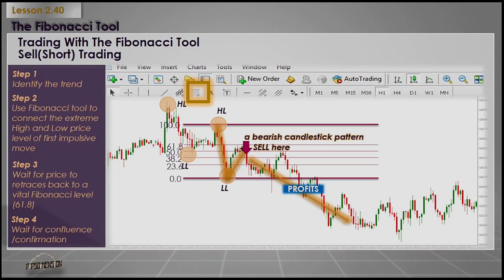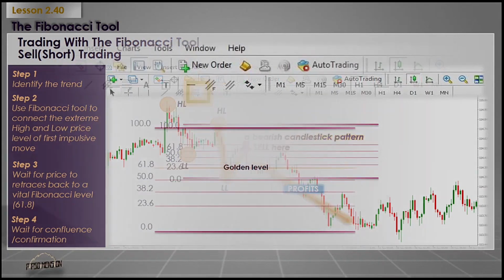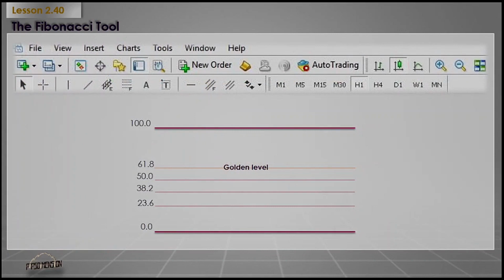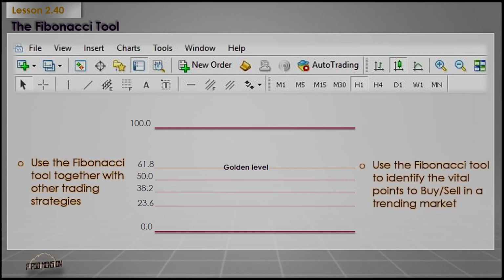Alright, that is how to trade with the Fibonacci tool. Most traders use the Fibonacci tool trading strategy together with other trading strategies. Mostly, the Fibonacci tool is used to identify vital points to make a buy or sell order in a trend. It is not 100% guaranteed that you are going to win all your trades when you are using the Fibonacci tool, okay? But all it requires to be successful in trading is to have a strategy with above 60% win rate and a proper risk management plan.